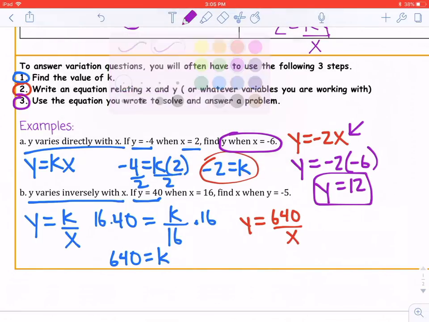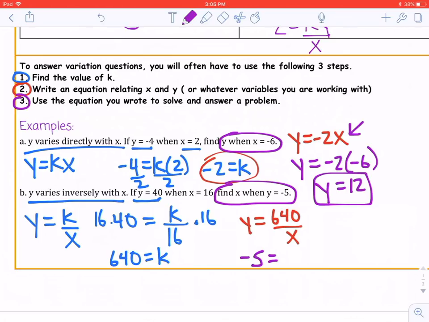And the last thing we need to do is solve our problem. So it says find x when y equals negative 5. So negative 5 is our y.